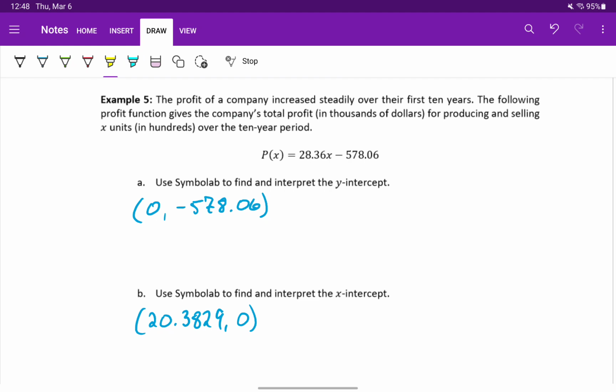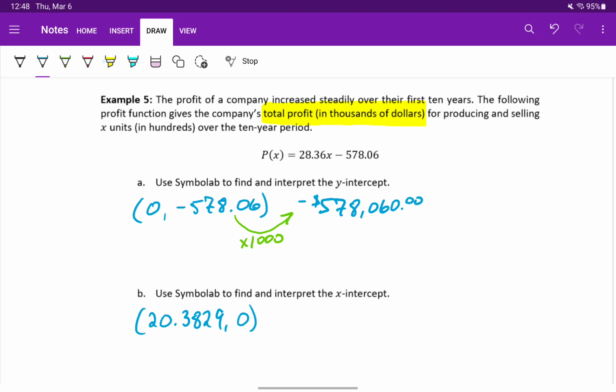The profit function gives the company's total profit in thousands of dollars. So in order to make sense of this number, the first thing that we need to do is multiply it by 1,000, which means we'll actually have a value of negative 578,060 dollars, since we already know that's our profit.